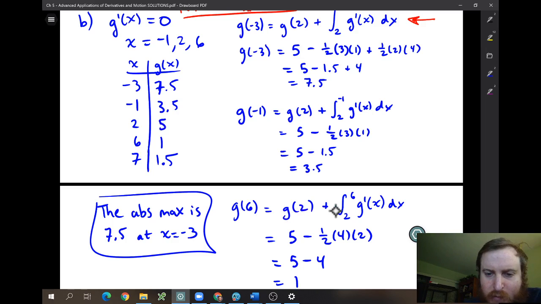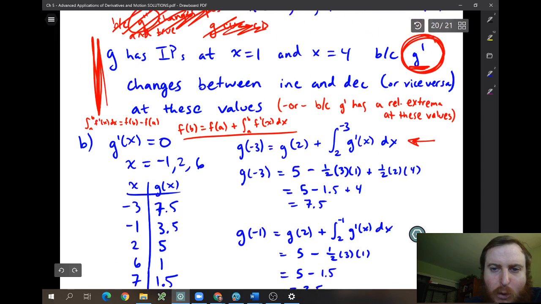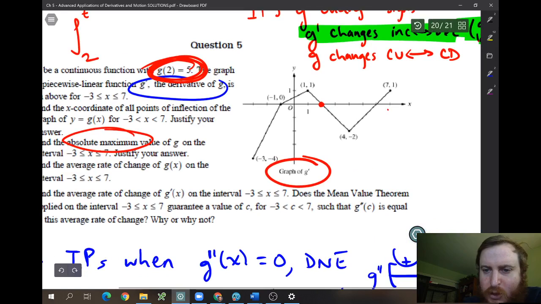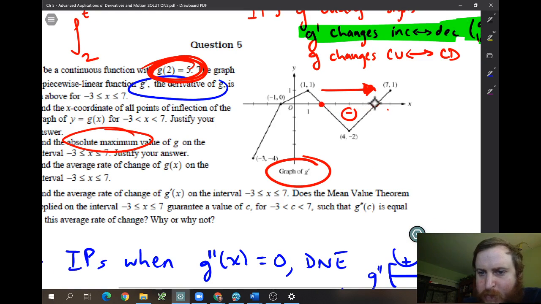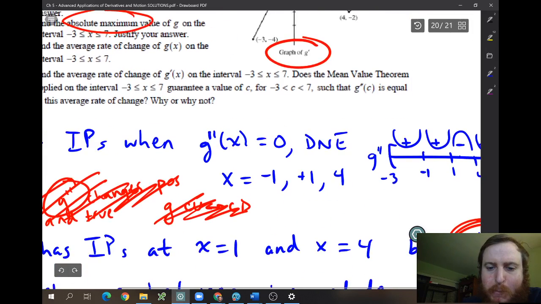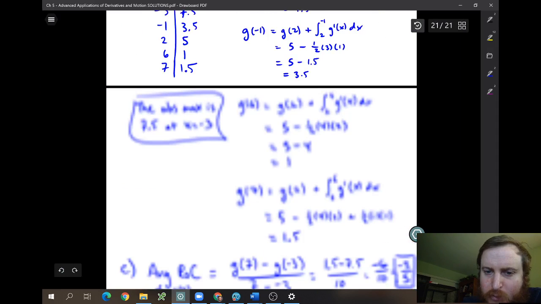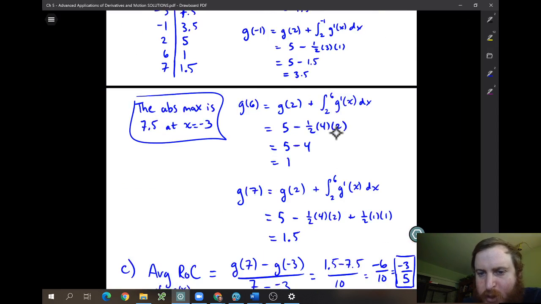Then next we have 6. g of 6 equals g of 2 plus the integral from 2 to 6. So now we're reading left to right, so we can just think about this normally. From 2 to 6, we're going left to right. This is below the axis, so it's negative. And then 1/2 times the base, 1, 2, 3, 4, and 2 is the height. So 5 minus 1/2 times 4 times 2.